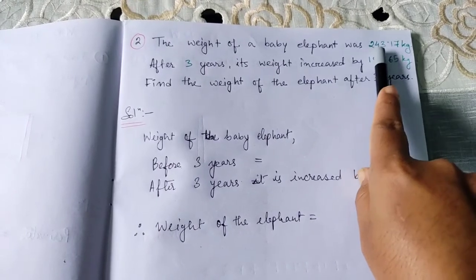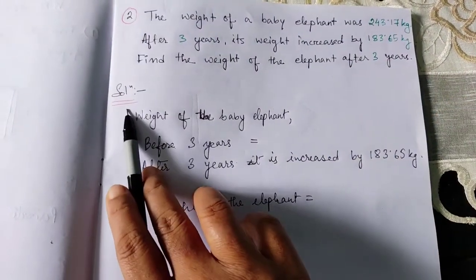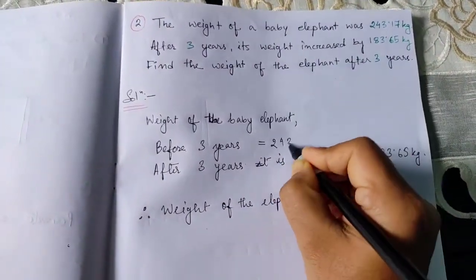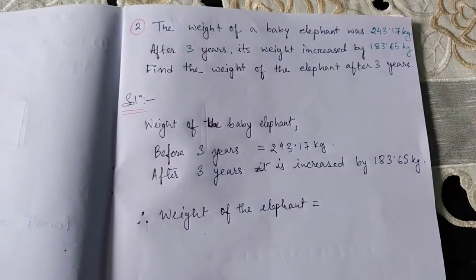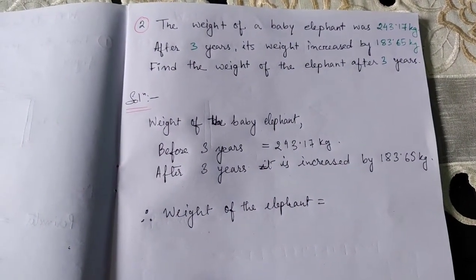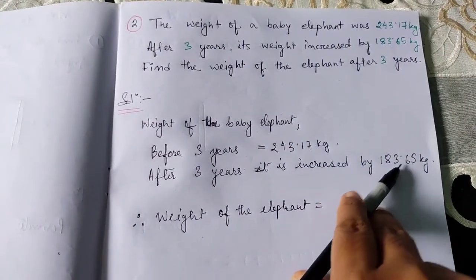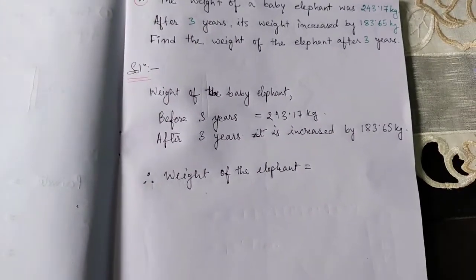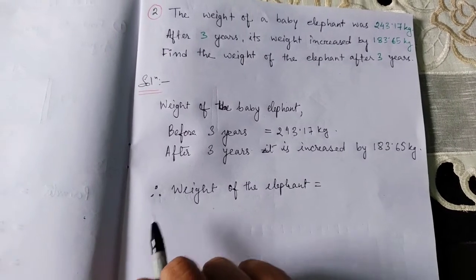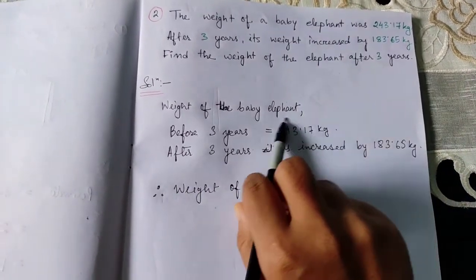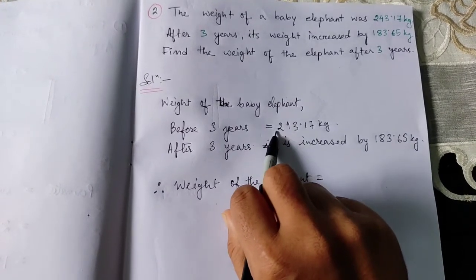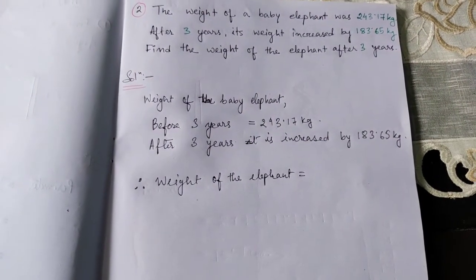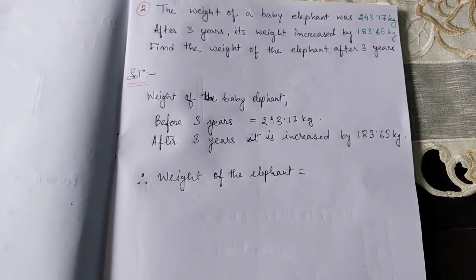It is 243.17 kg. So in the solution, we will write: weight of the baby elephant before 3 years is 243.17 kg. After 3 years, it is increased by 183.65 kg. Now we will have to find the weight of the elephant after 3 years. So how will you find it? Before 3 years its weight is this much, and after 3 years it is increased by this much. So we will do addition because it is increasing.